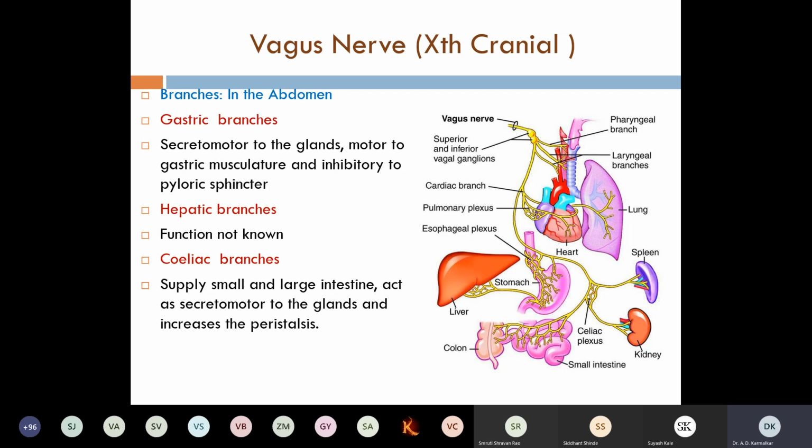The abdominal part, we have already seen the branches. We'll see the functional aspect of these branches. Gastric branches are secretomotor to the glands. They are motor to the gastric musculature, and they are inhibitory to the pyloric sphincter. While the hepatic branches' function is not known properly. Celiac branches, as you can see in the diagram also, supply the small and large intestine, and they act as secretomotor to the glands, and they help in increasing the peristaltic movement.